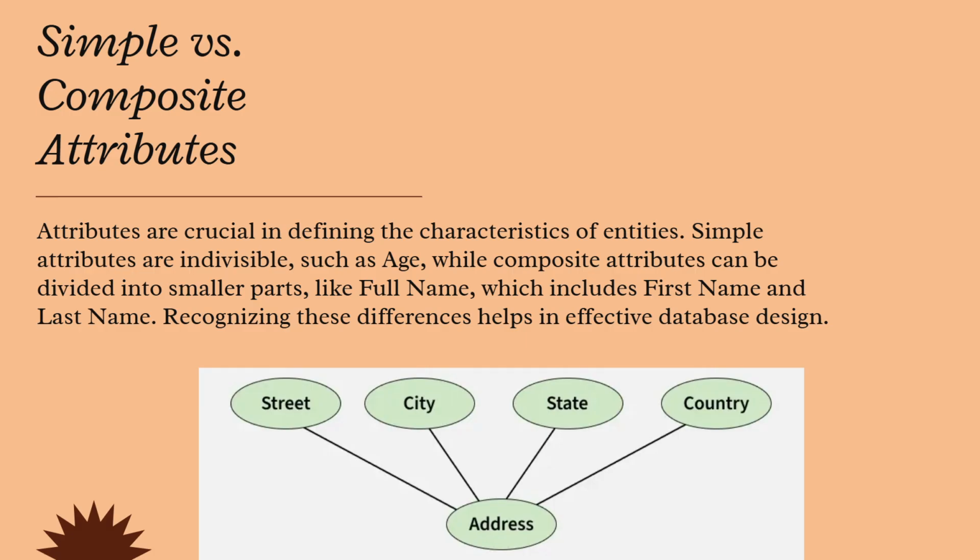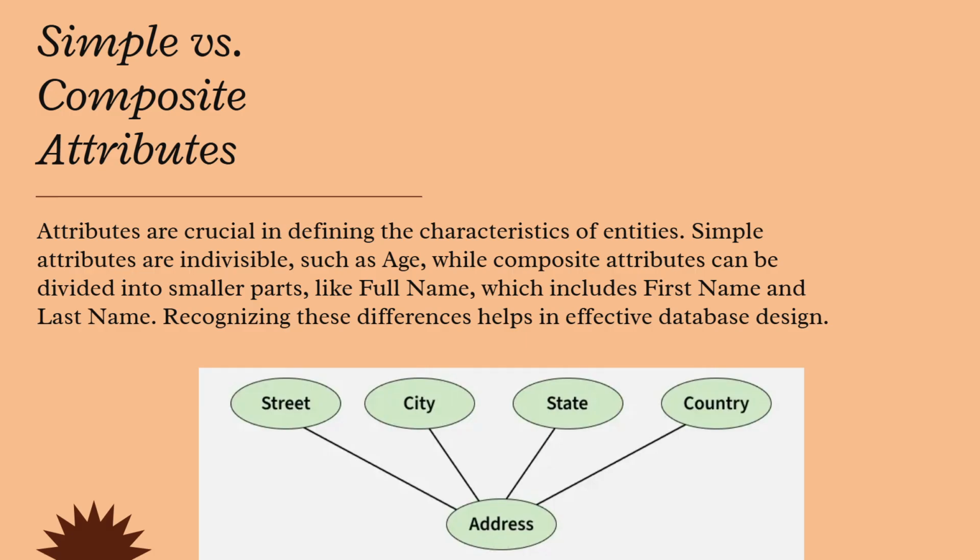There are totally 6 types of attributes. First one is simple and composite attributes. The simple attribute is indivisible, which means it cannot be further divided. For example, let us consider age. Age cannot be divided further. So it is known as a simple attribute.